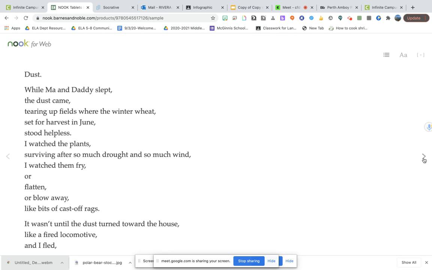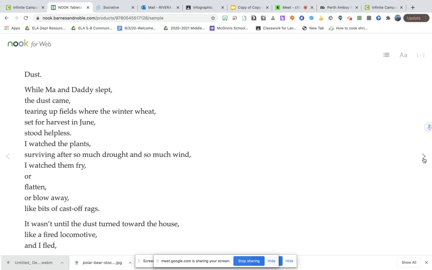What's that an example of? Where the winter wheat. It's an example of what? Same thing as Sally sells seashells on the seashore. What is that called? Alliteration. That is alliteration. Good job, Benya.